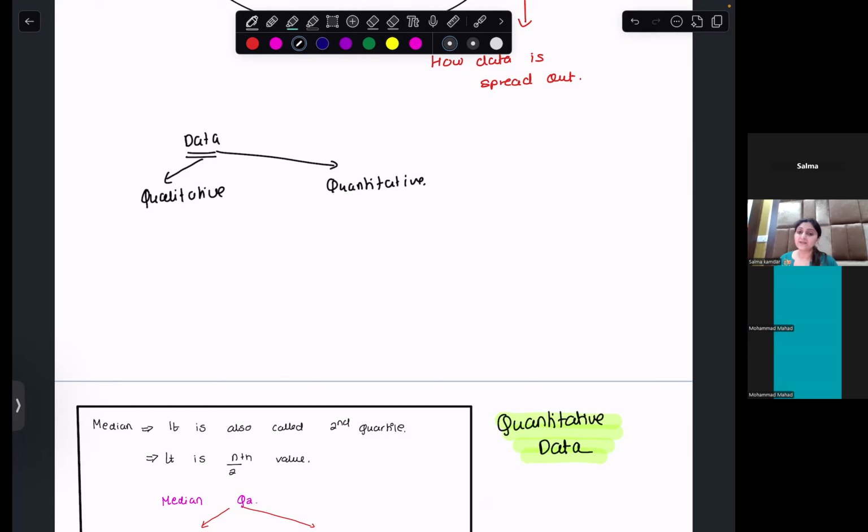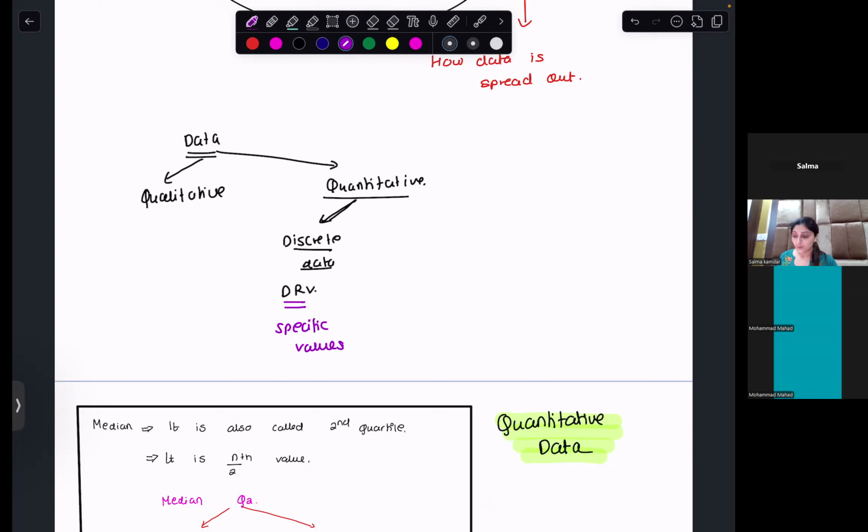Quantitative data, that is the numerical data, can be divided into two parts. The first part is your discrete data. When I talk about discrete data, it means certain values. Is it the discrete random variable that we are dealing with? Yeah, it takes specific values. Which values will it take?